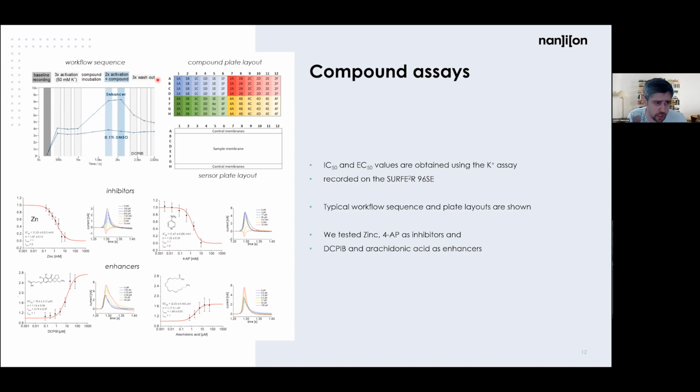In some cases, for some compounds, you can wash it off. For some others, you can't wash it off. If they are very sticky, hydrophobic, they just stay in the membrane and you won't see the washout. We actually measured inhibitors, zinc and 4AP, and derived IC50 values. And we also measured enhancers, DCPIB on the left and arachidonic acid on the right.